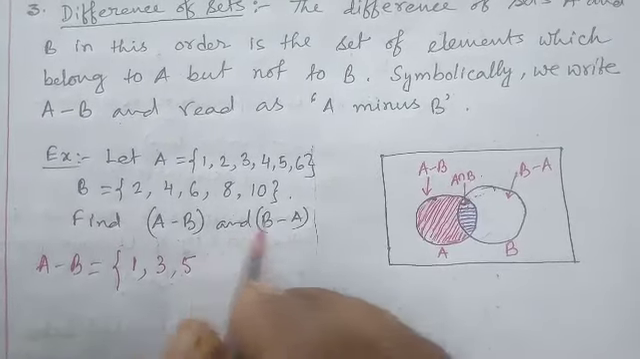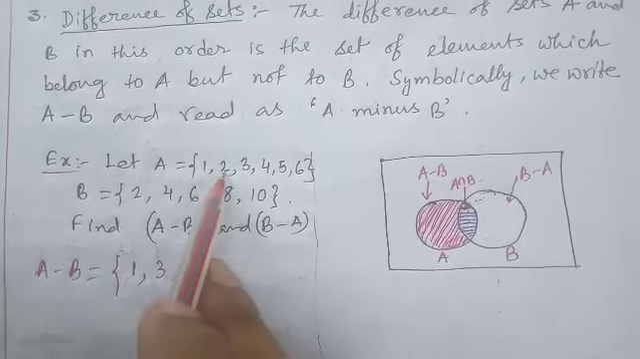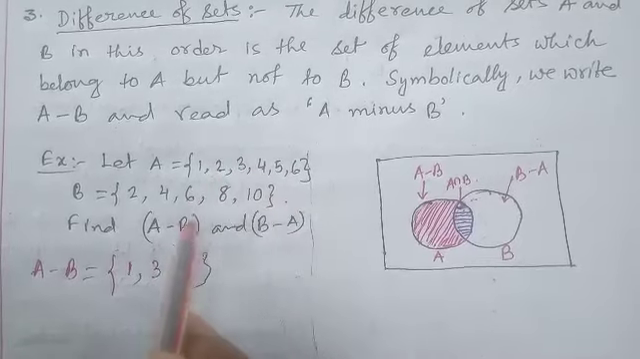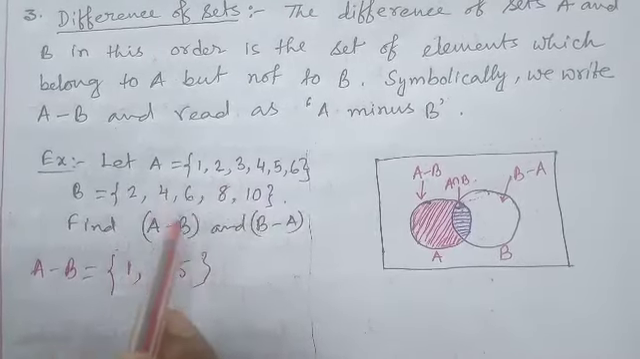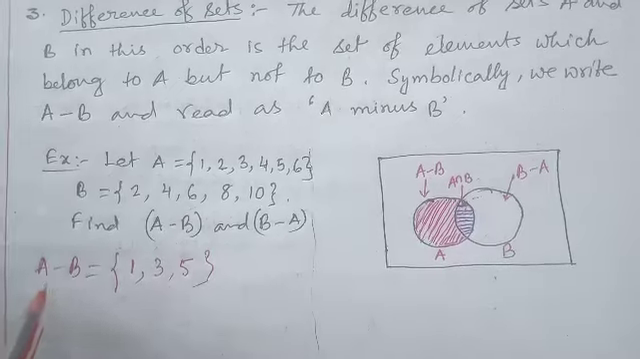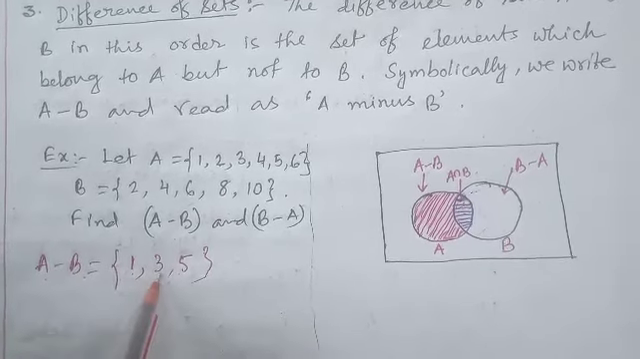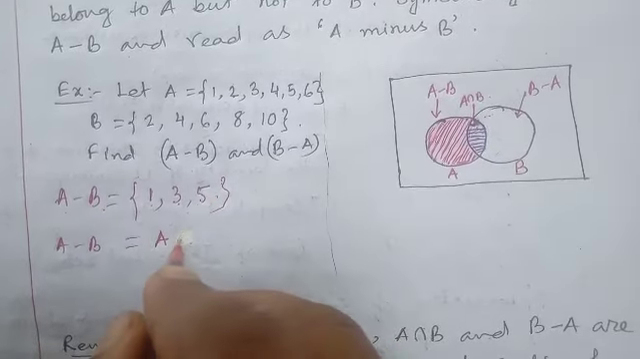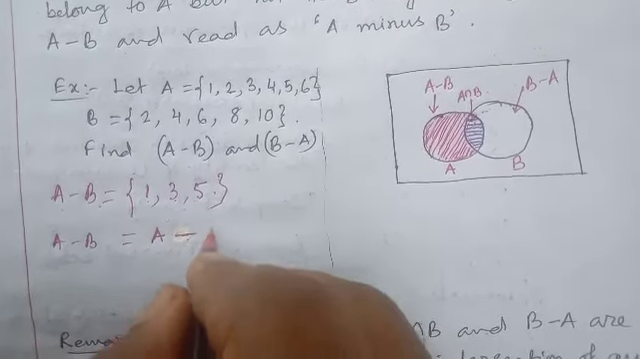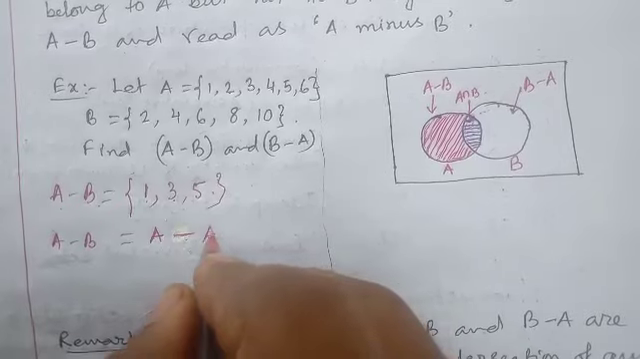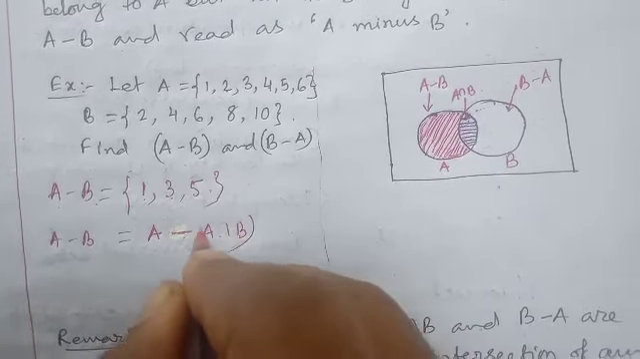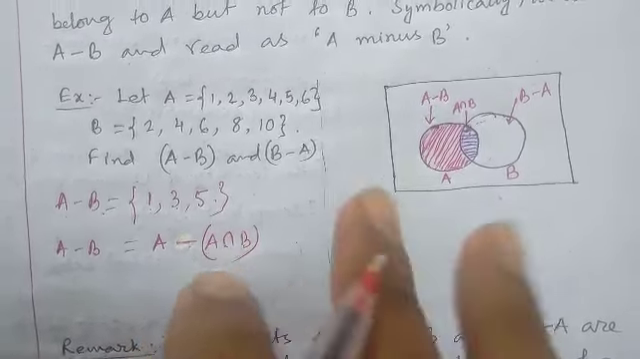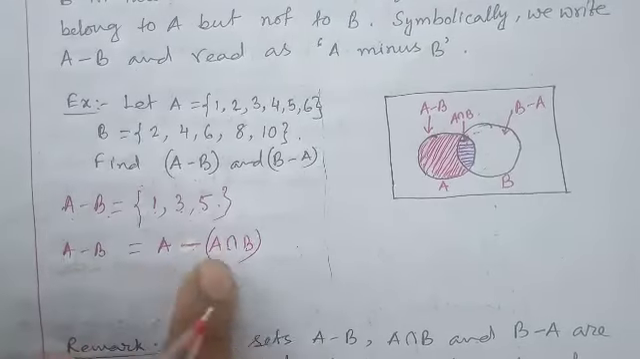Okay, this element, only this element, because 2, 4 and 6 are included in the set B. So that is why A minus B equals 1, 3, 5. That means A minus B equals A minus A intersection B. Okay, the intersection portion you subtract, you will get A minus B.